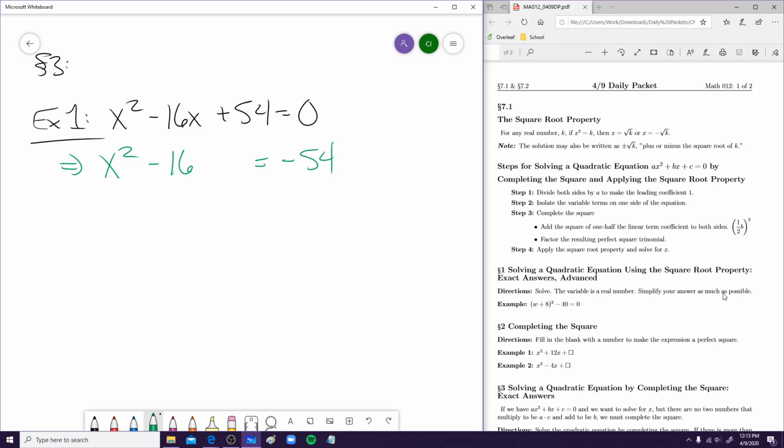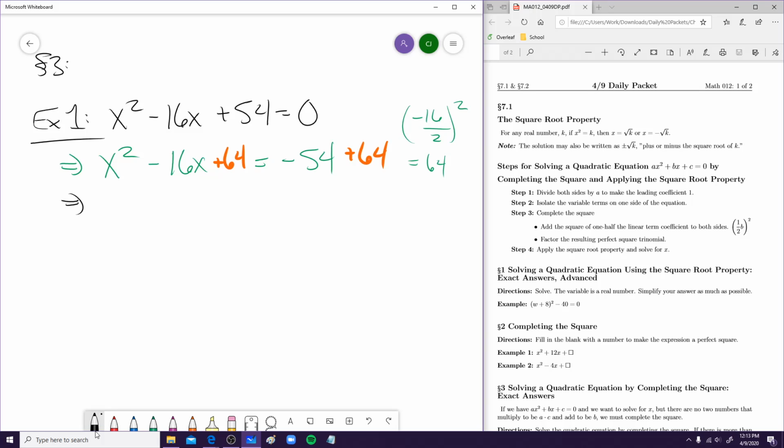So now how do you complete the square? That's the next step. You're going to take that b, which is negative 16. You're going to divide it by 2, and then you're going to square it. So negative 16 divided by 2 is negative 8. Negative 8 squared is 64. Okay, so same as last time. So now we're going to add the 64 to both sides.